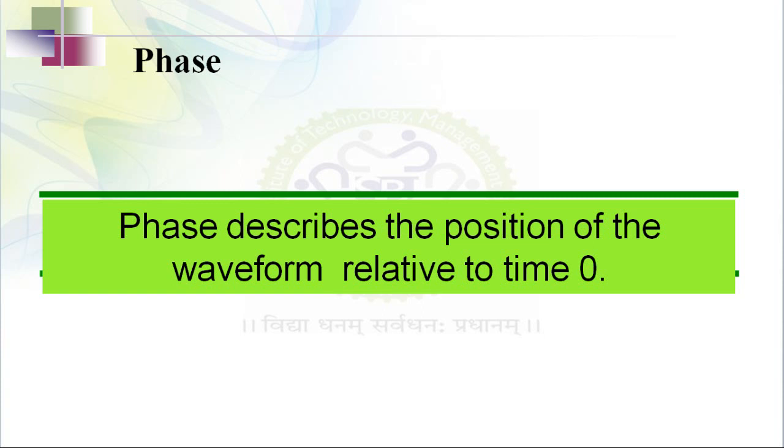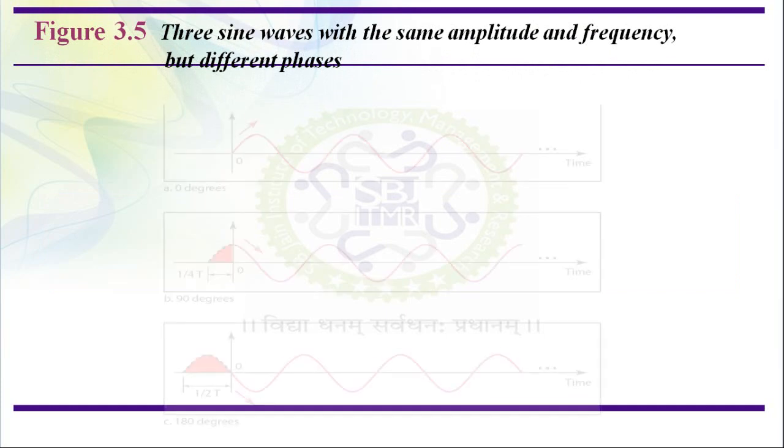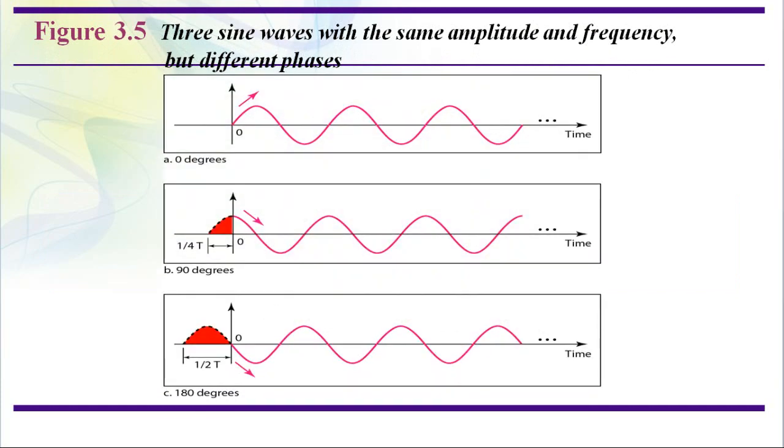आगे की डायग्राम में हम लोग इसको डिस्कस करेंगे. So now we discuss about the phases. So here we have the three figures. The first figure is started the phase with the zeros. Here the degree is zero. Why the degree is zero?